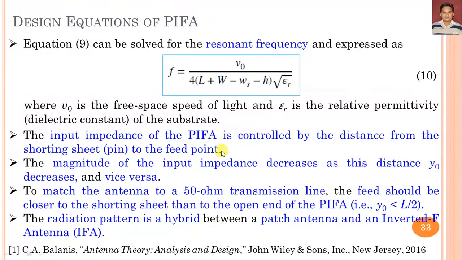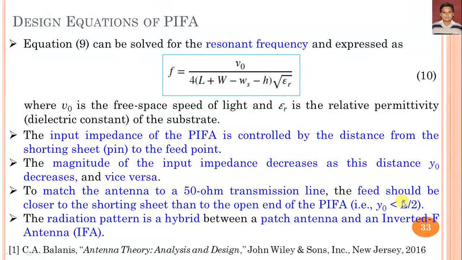The magnitude of input impedance decreases as this distance y naught increases, and vice versa. So this is the important conclusion from this analysis. We get that if the magnitude of input impedance decreases, in that case the distance y naught also increases. So to match the antenna with a 50 ohm transmission line, the feed should be closer to the shorting pin than to the open end of a PIFA.